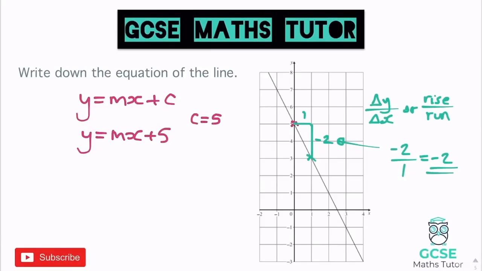So my gradient here is -2. It's obviously sloping downwards, which is why it's got a negative gradient, but that's what our gradient is for this question. So all I've got to do is put -2 in place of m, and we get y equals -2x plus 5. Thinking about that last question that we looked at, you could also write that as 5 minus 2x, but you can write it either way, it's absolutely fine.